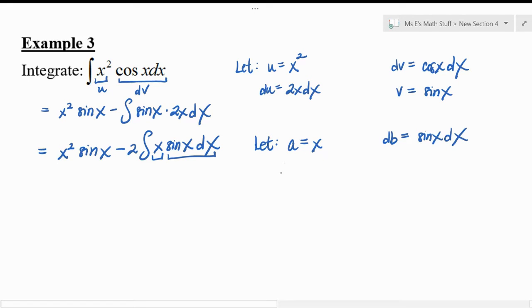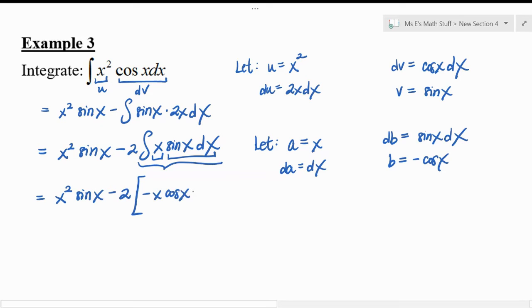And I'm just going to go through the same process with another round. So if a is x, then da would be dx. And if db is sine x dx, then b would equal negative cosine of x. There we go. Okay. So let's get going. So you've got x squared sine of x minus 2 times the quantity, because we're replacing that integral with its expanded form. So we're going to have a times b, which would be negative x cosine x, minus the integral of b da.